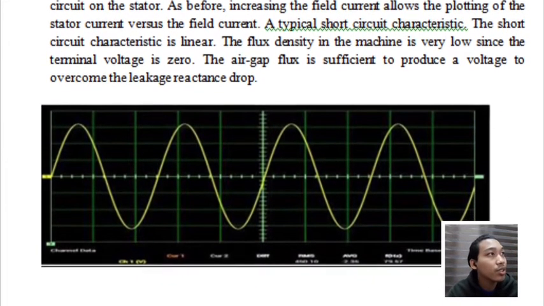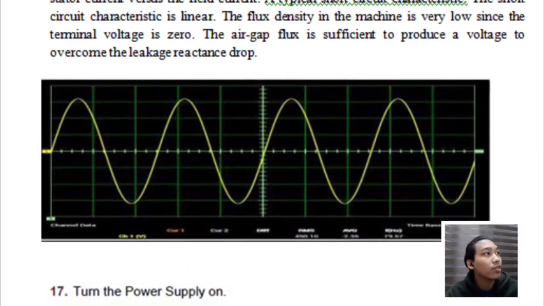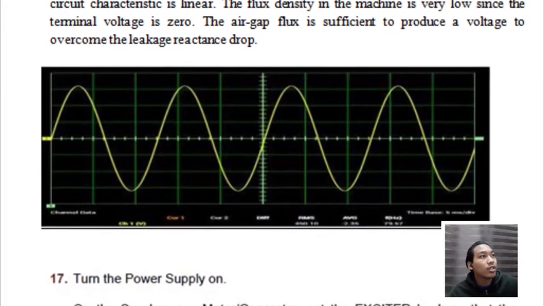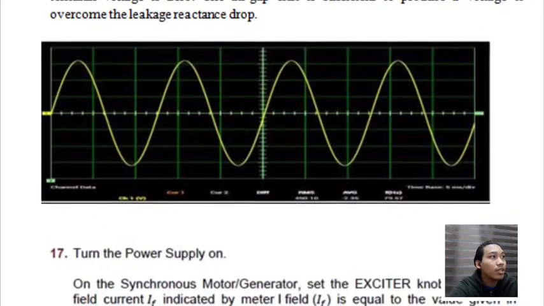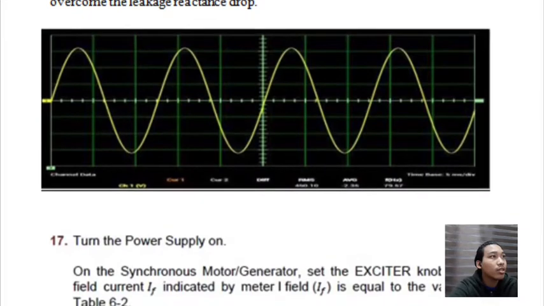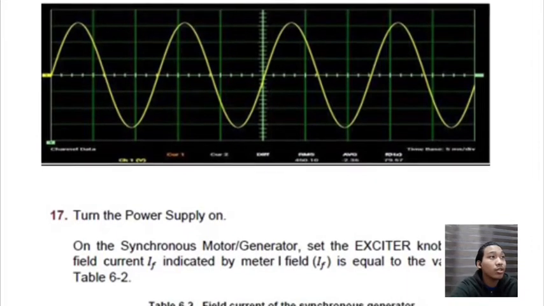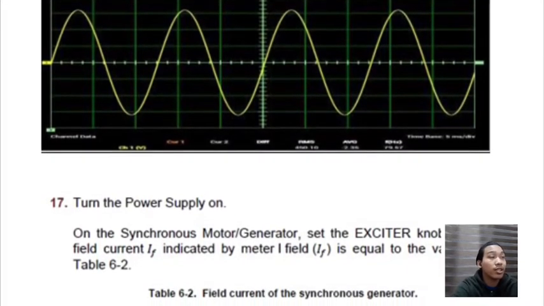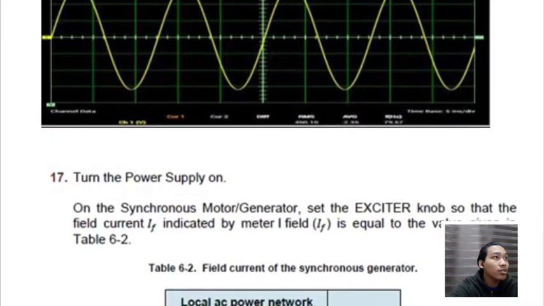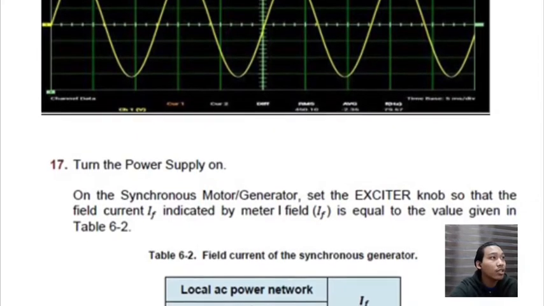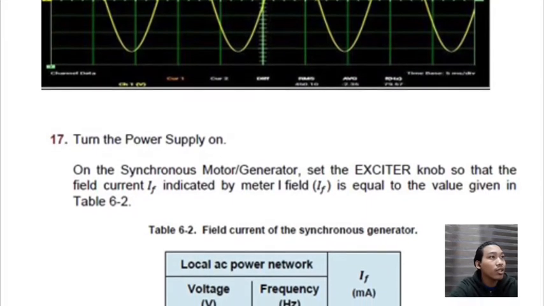And then in the short circuit test, the rotor is turned at rated speed with a 3-phase short circuit on the stator. As before, increasing the field current allows the plotting of the stator current versus the field current. This is a typical short circuit characteristic. The short circuit characteristic is linear. The flux density in the machine is very low since the terminal voltage is 0. The air gap flux is sufficient to produce a voltage to overcome the leakage reactance drop.